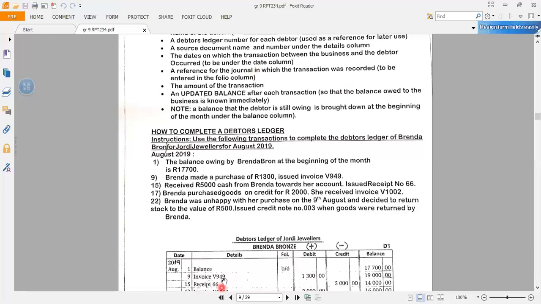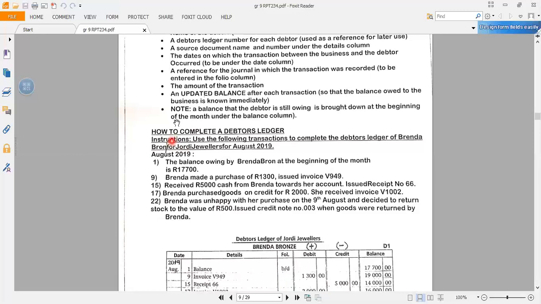Example, for an invoice, we are going to record in the debtors journal. Therefore, for an invoice, it should have been written DJ here. For a receipt, we use a CRJ, which means every time a debtor pays towards his account, the folio will be a CRJ, and of course the amount will be deducted from his total owing.